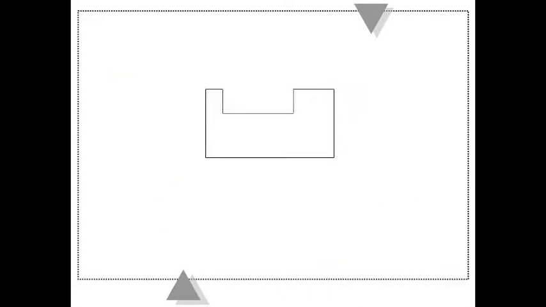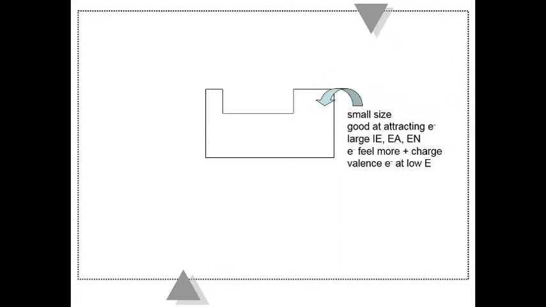If we think about trends on the periodic table, atomic radii generally get smaller as you go towards the upper right of the table. Those are the atoms that are good at attracting electrons, so they also have large ionization energies, large electron affinities, and large electronegativities. Their valence electrons feel more positive charge and are closer to the nucleus, so they are at lower energy.